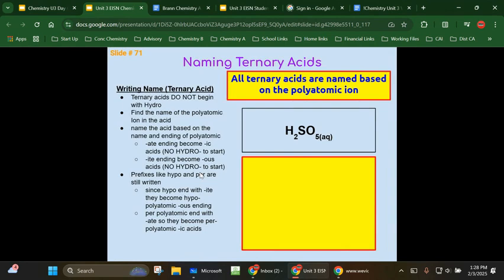H2SO5. What is SO5, Ariana? Okay, thank you. I just wanted to know what SO5 was, but you took it even a step further, and that's fine. Persulfate, which becomes persulfuric acid. Okay? Again, named on that polyatomic, ladies and gentlemen. Named on that polyatomic. Persulfuric acid. Questions?